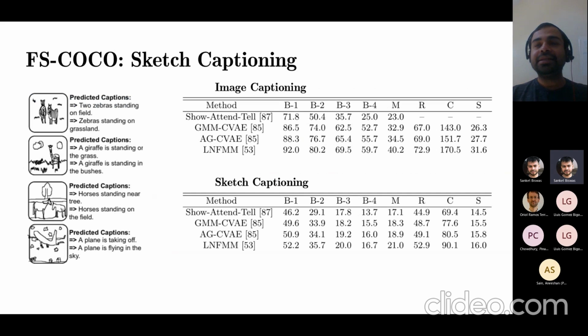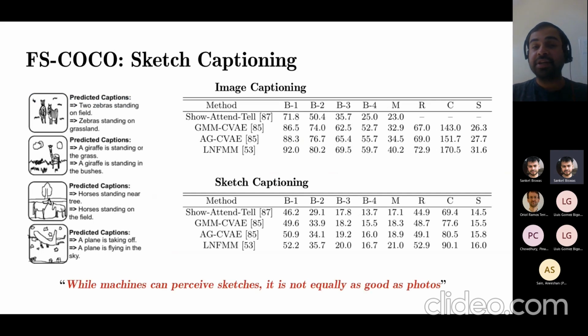And the answer is yes, machines can perceive sketches, as you can see with the image captioning results and sketch captioning results. But with sketches, the performance degrades. Machines find it more difficult to understand sketches compared to photos, whereas research has shown that humans can do them equally well. So there is this gap in how machines perceive sketches.